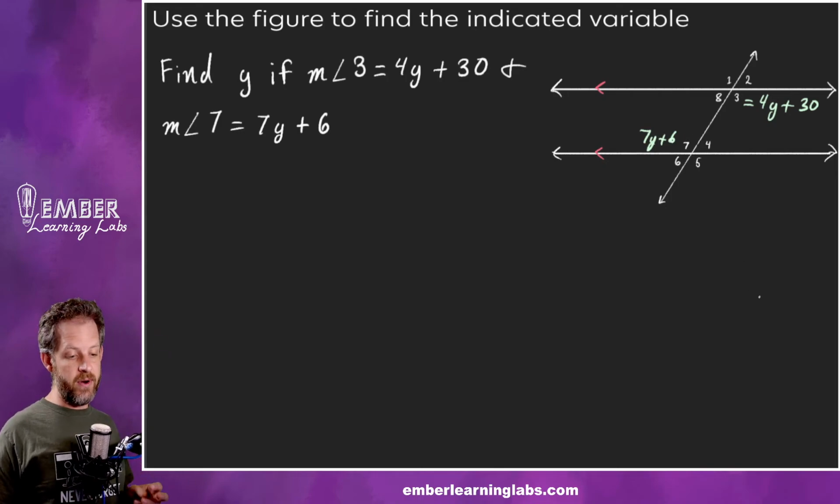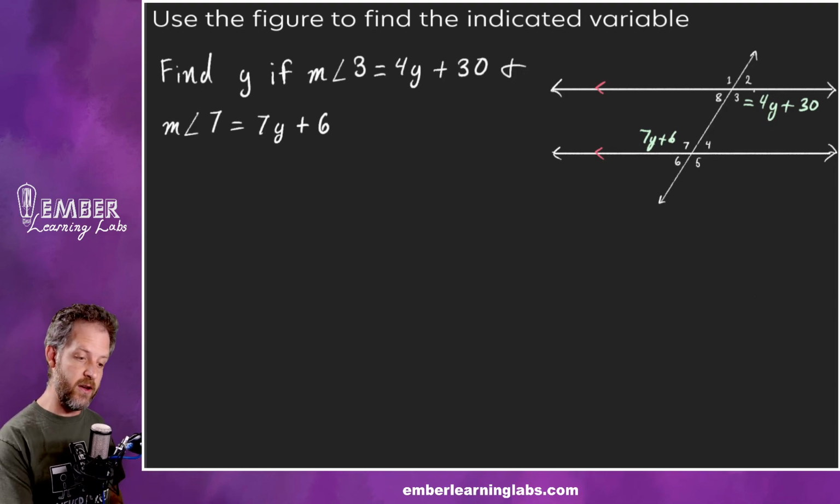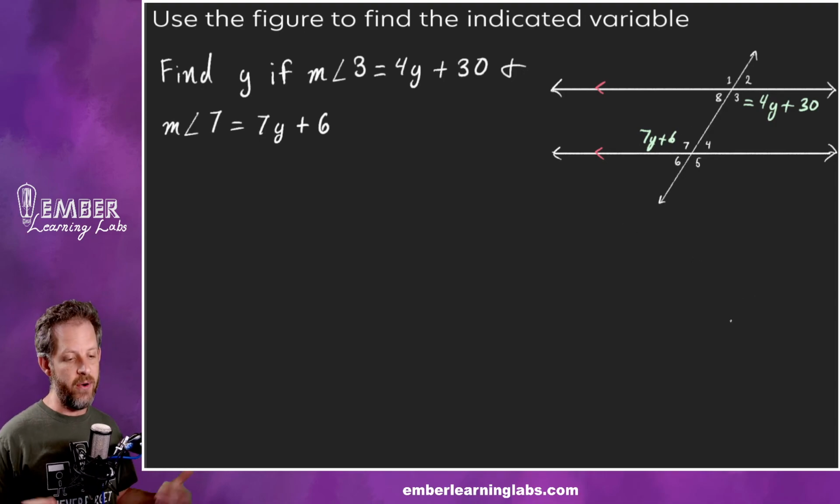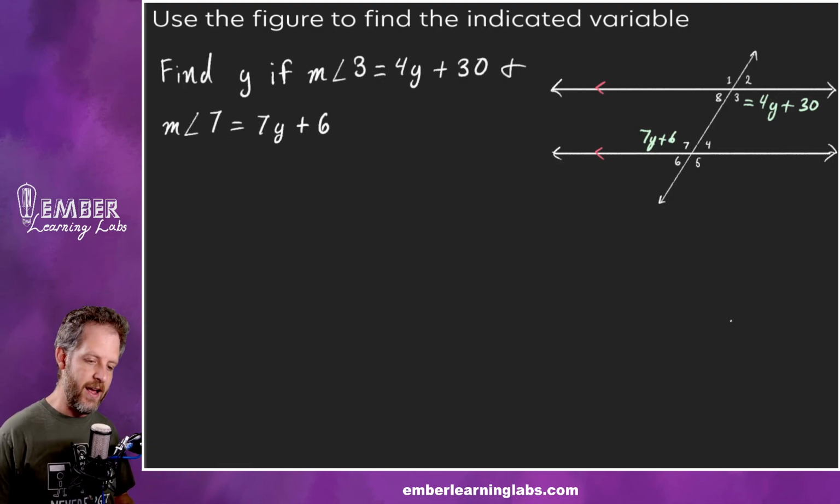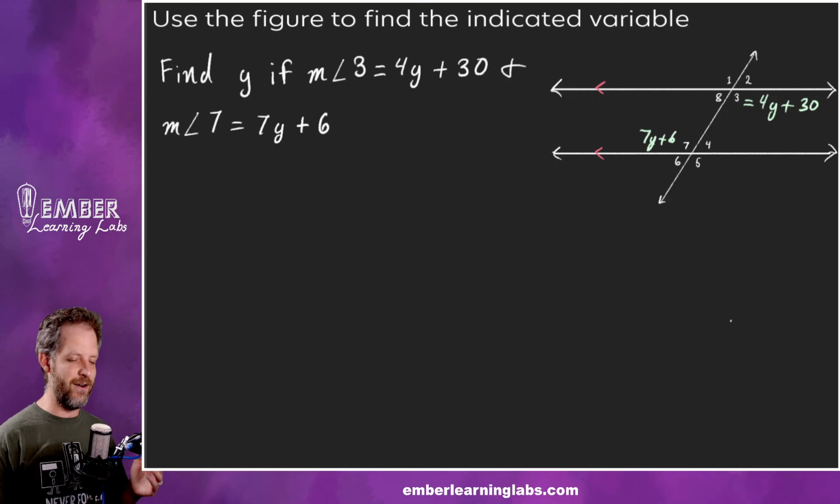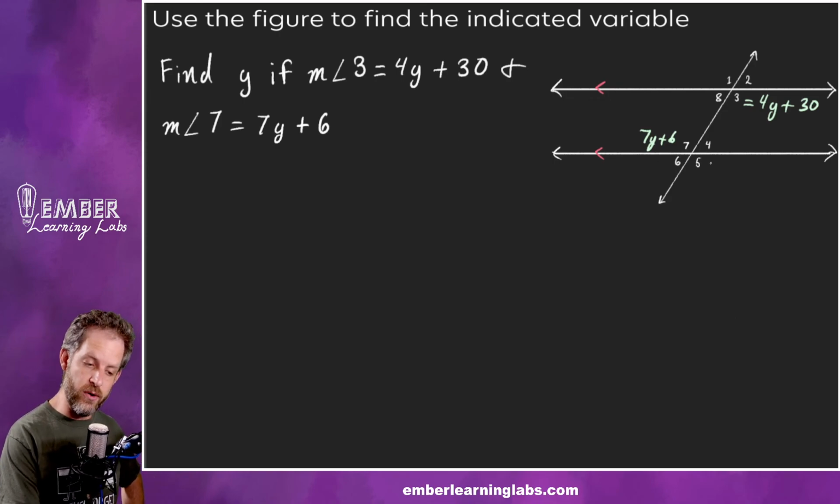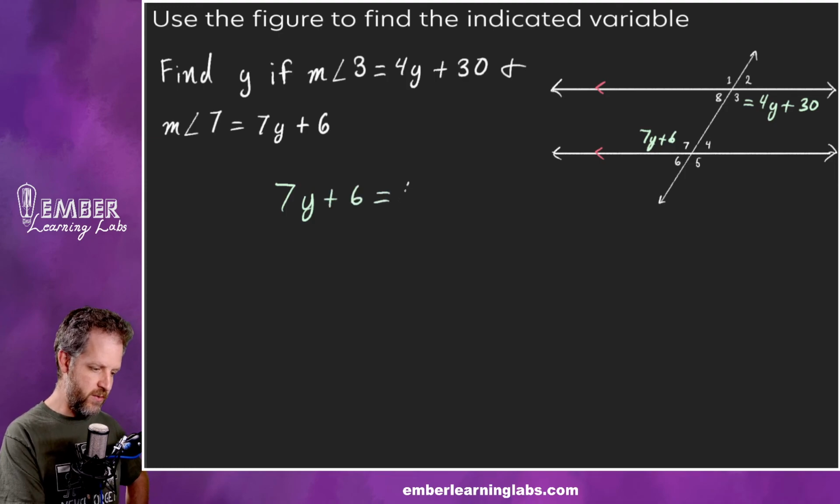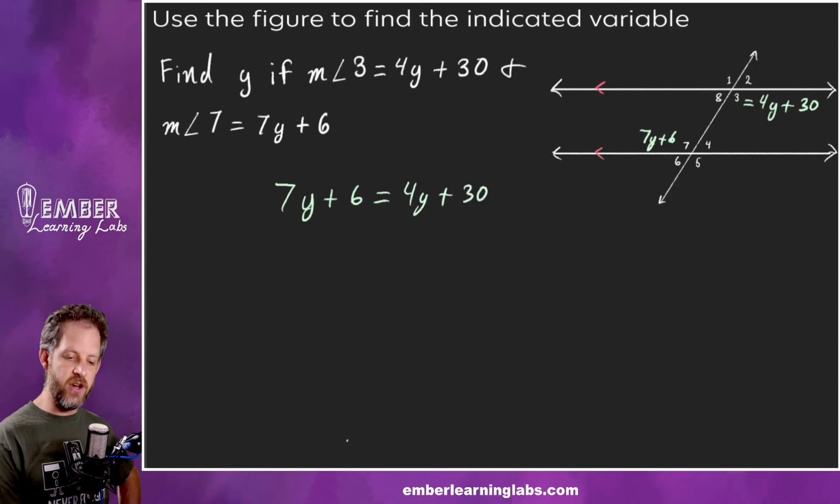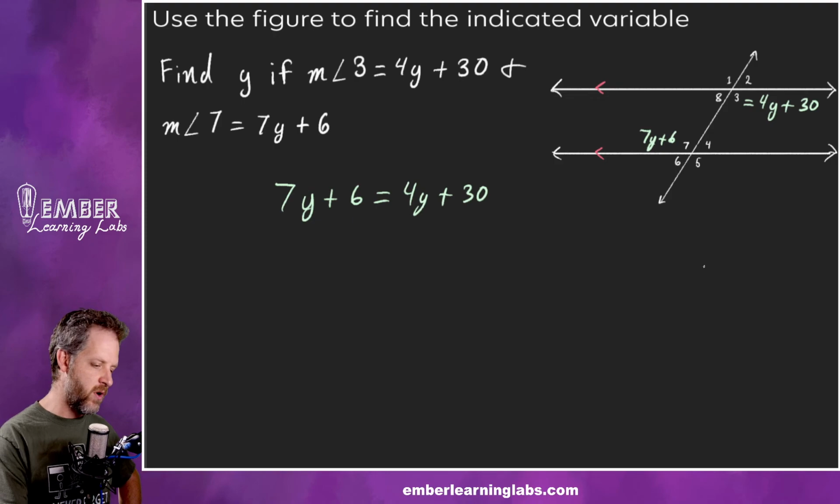We don't have to go through two different things. Those are alternate interior angles. How are alternate interior angles related? You can go back in your notes if you don't remember, at least until you have to be quizzed or tested over it. They are congruent. So we just set this guy equal to that guy. If they're congruent, then their measures are equal, because of the definition of congruence. So 7y plus 6 equals 4y plus 30.